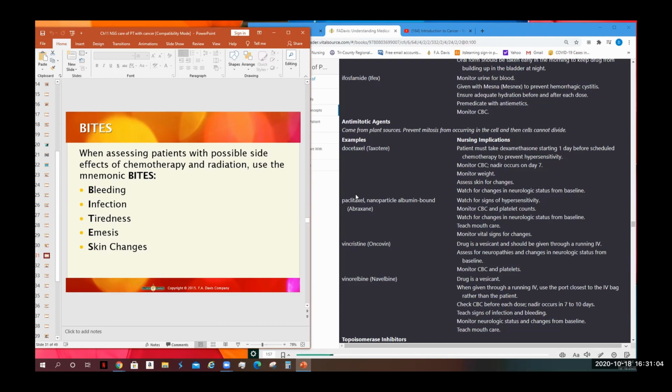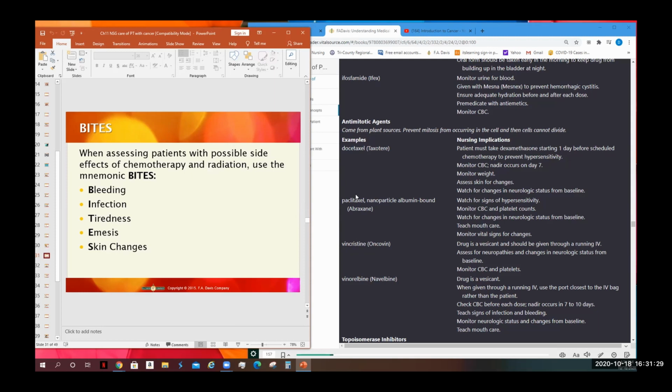Another example would be the paclitaxel nanoparticle albumin bound, which is Abraxane. And for that, you'll also watch for signs of hypersensitivity and monitor CBC and platelet counts. You'll watch for changes in neurologic status from the baseline, teach mouth care, and monitor vital signs for changes.